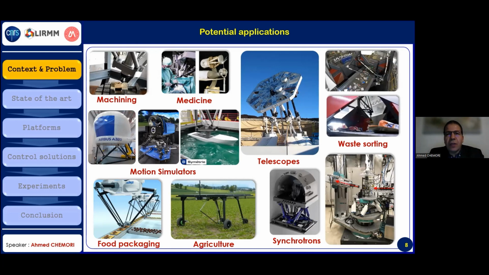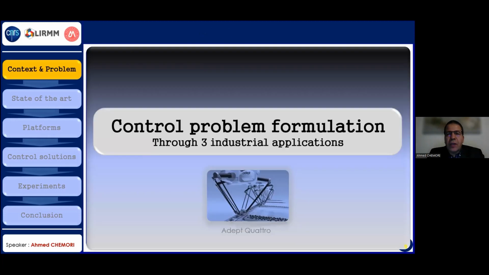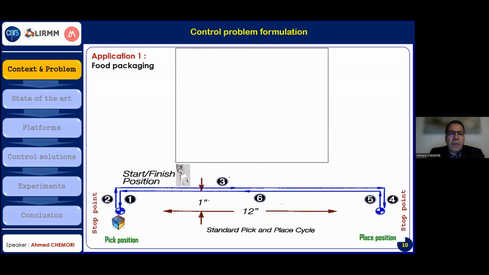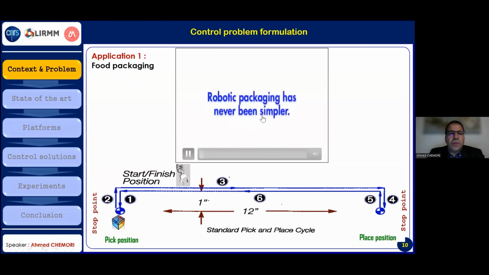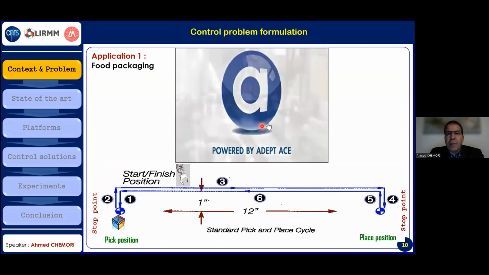Let me now introduce the control problem formulation, and I will introduce this problem formulation through three industrial applications. Let's start with the first one, the case of food packaging. This is one of the lightweight parallel robots used for food packaging. It's the Adept Quattro, and this robot was designed and patented in our lab.